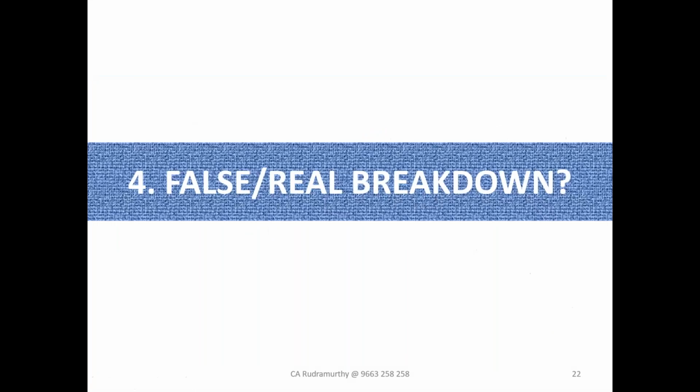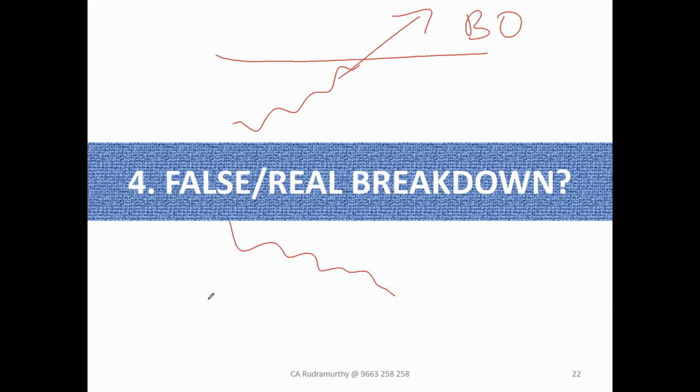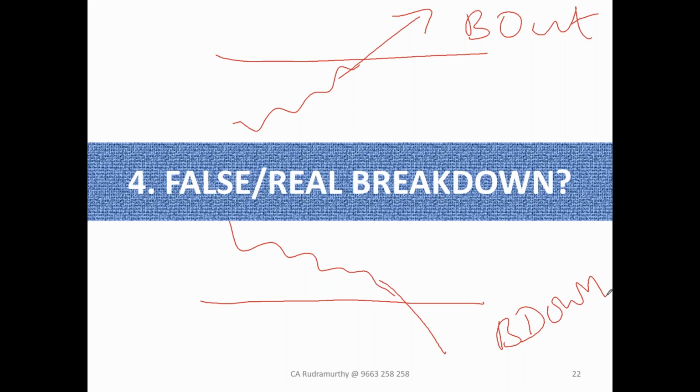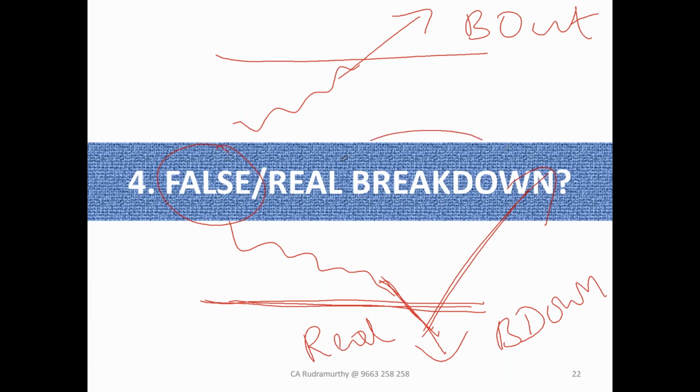Now friends, how to say whether it's a false breakdown? Now see this very carefully. Many a times when the market is going up and you have a resistance line, this is called a breakout. Whereas when the market is coming down and you have a crucial support, this is called a breakdown. So you have a breakout and you have a breakdown. Now the question comes, again this breakdown can be a real breakdown or it can be a false breakdown, where the market breaks and again goes up. So when the market breaks this important support and again goes up, we call it a false breakdown, because even though it broke the support, it again went up.